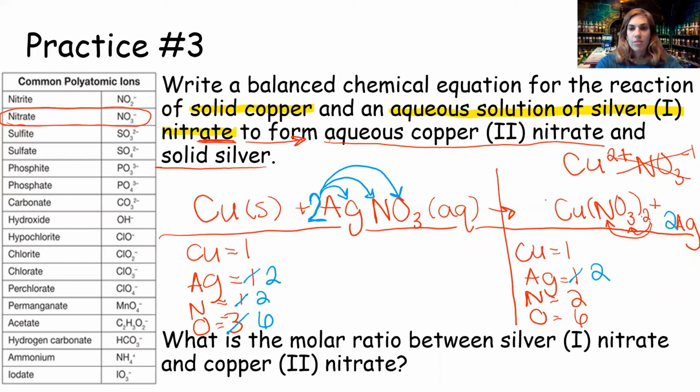So if I were to ask myself, what is the mole to mole ratio between silver 1 nitrate and copper 2 nitrate? Right here, we see that for every 2 silver nitrates, we produce 1 copper nitrate, and that's it.